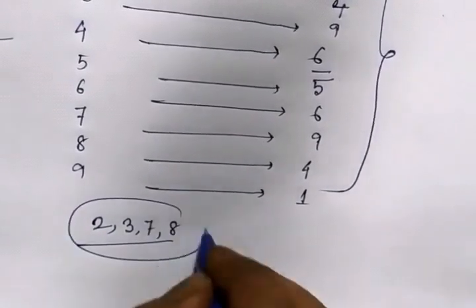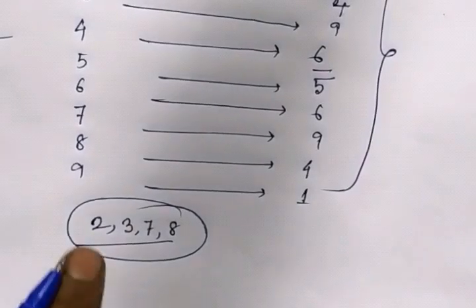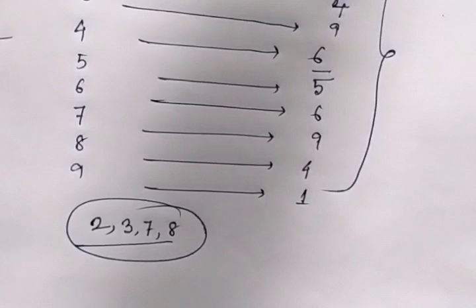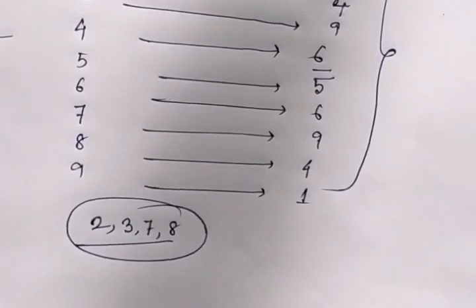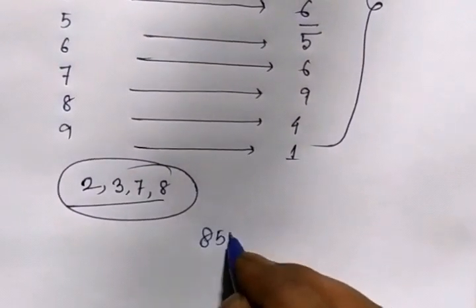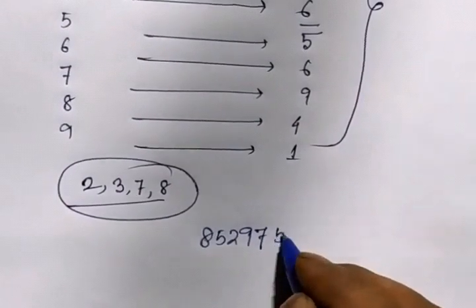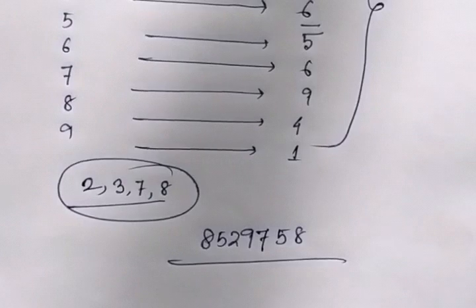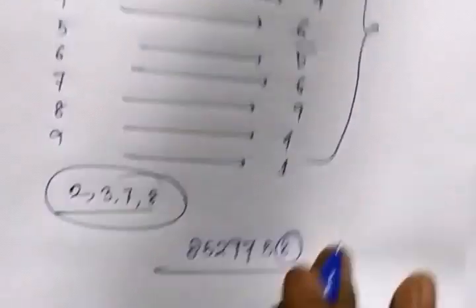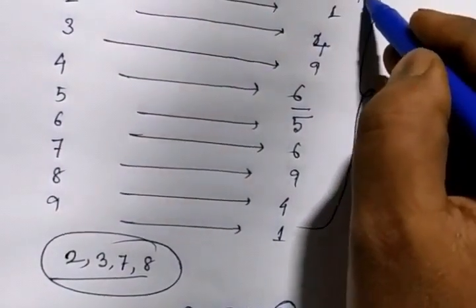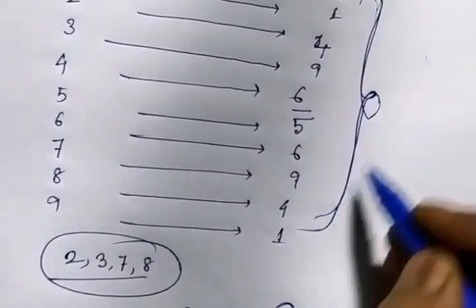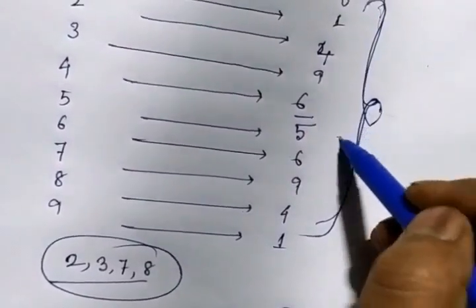So if the last digit of a number is 2, 3, 7 or 8, then the number is not a perfect square number. For example, 8529758 is not a perfect square number because its last digit is 8, and 8 is not a possible unit digit of a square number.